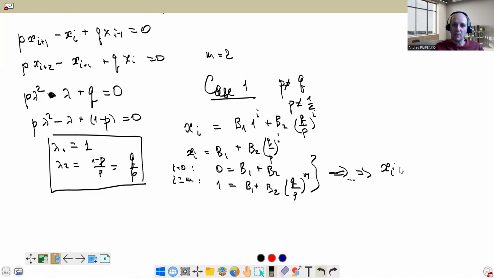xi is equal to q over p to the power m minus 1. Oh, I'm sorry, m is here and m is the order of this polynomial. And the numerator is q over p to the power m minus q over p to the power i.